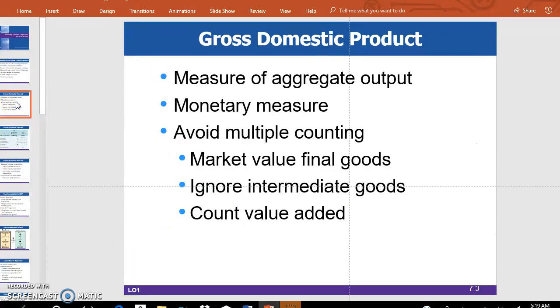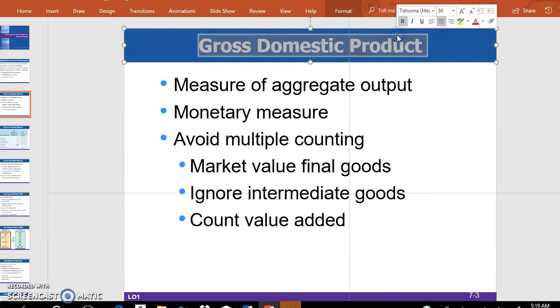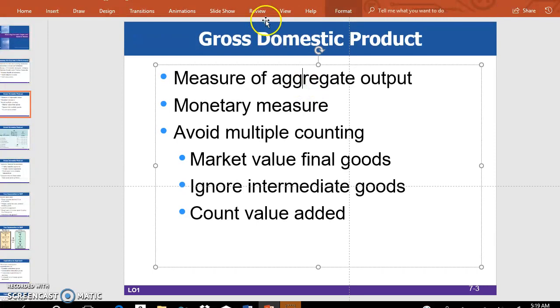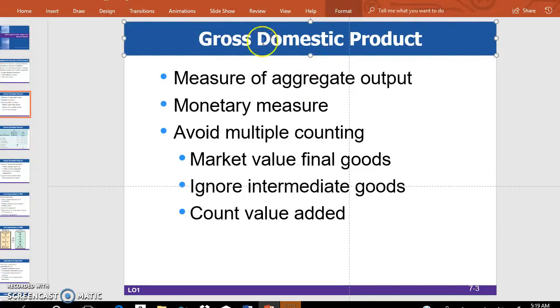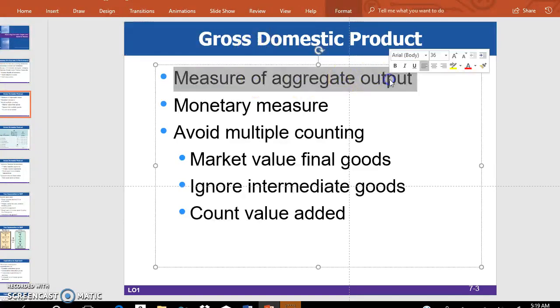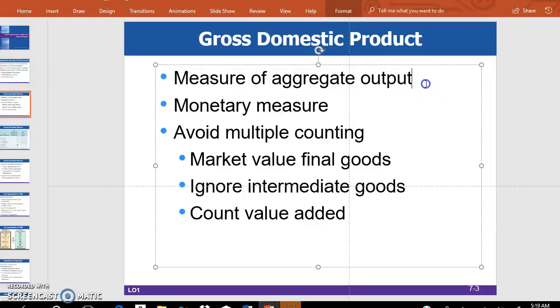Now, the first measure we want to discuss is gross domestic product, GDP, right? GDP, we said this is the measure of aggregate output. It is a monetary measure, which means this is in US dollars, right?